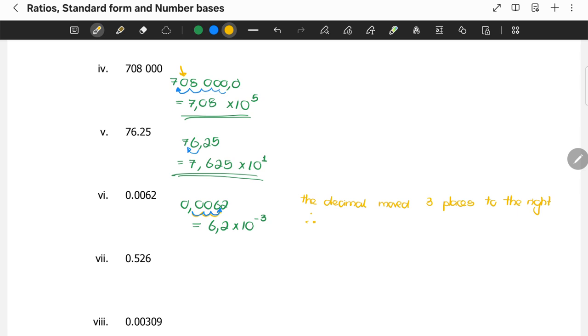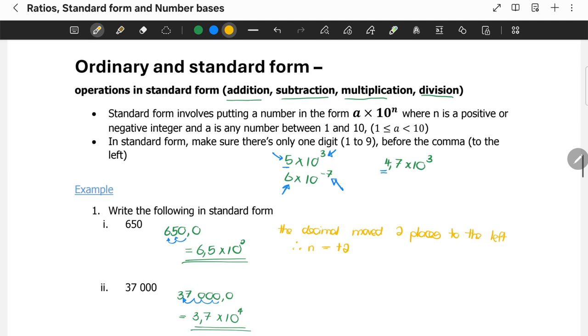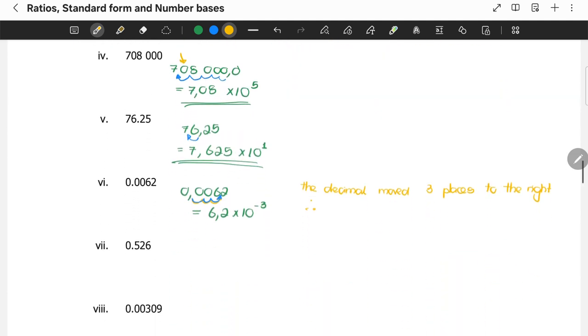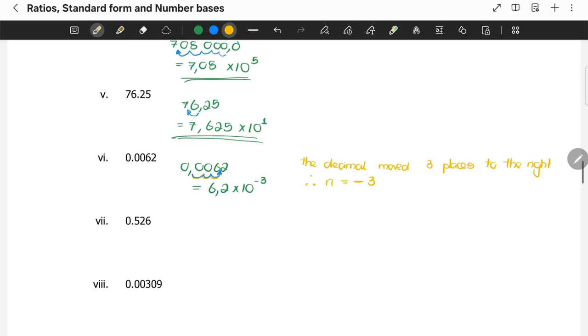Therefore, in the format a times 10 to the power n, n is going to be a negative 3. Right, so take note of that.